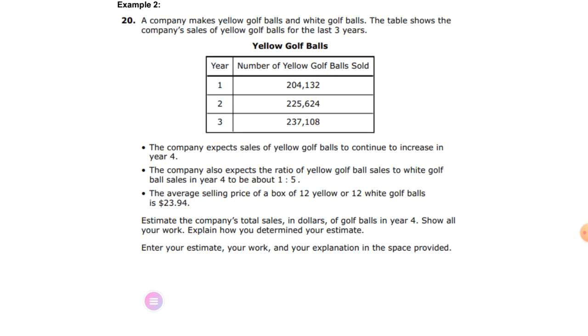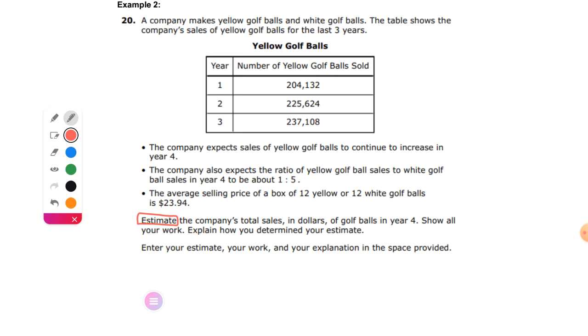Okay? The next one says the average selling price of a box of yellow or white is $23.94. So if you go to Walmart and buy a box of these golf balls, it'll be about $24. Estimate. I'm going to underline that word. That makes our life a whole lot easier. And there's also a calculator on your desk because this one was in the calculator section.